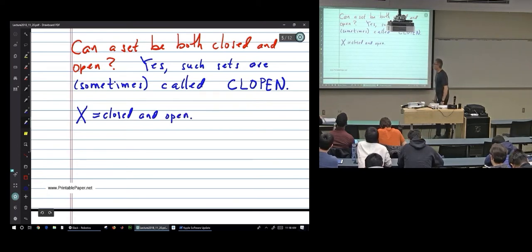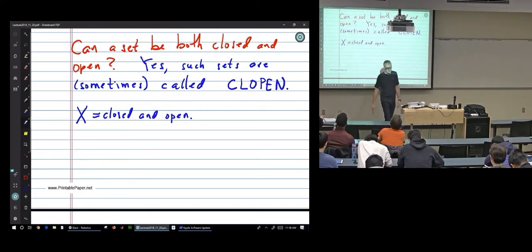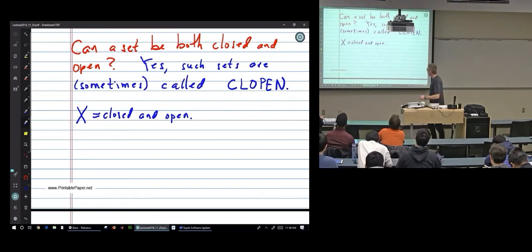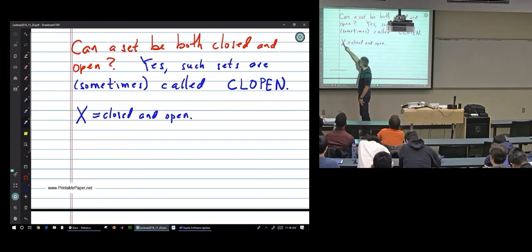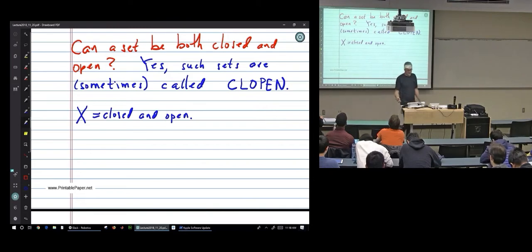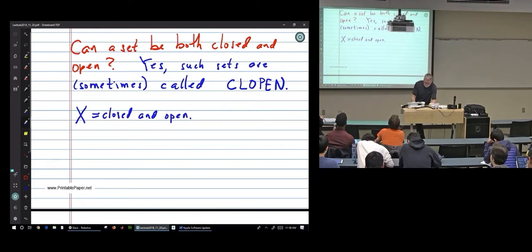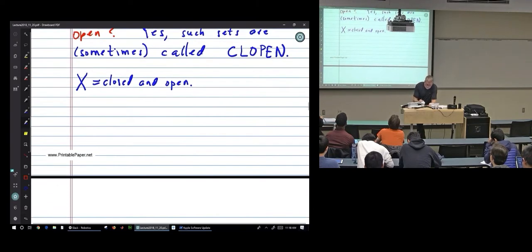Does it contain its closure points? Yes. Every point in X that's distance 0 from X would be X itself. I take a point in X and I ask what is its distance from the point to the entire space? It's 0. So every point in it is a closure point. Every point is open.